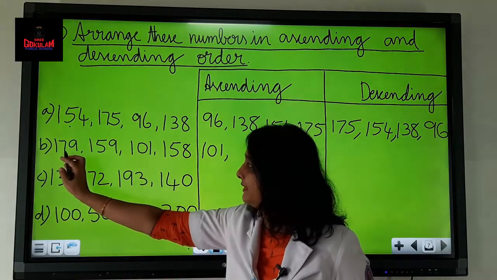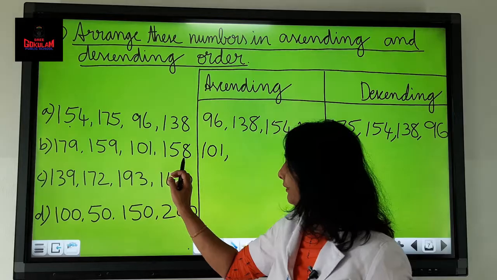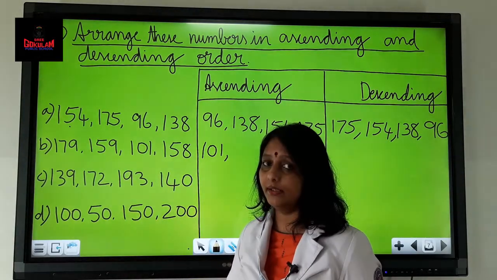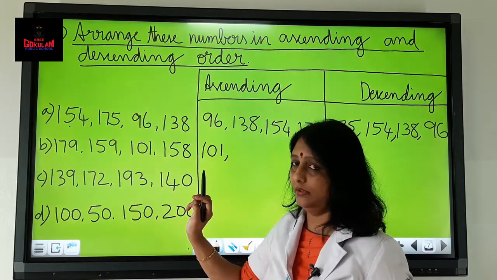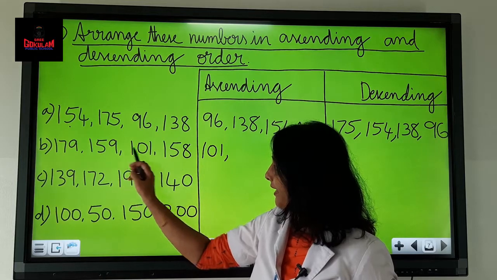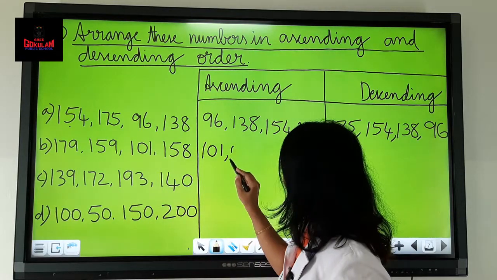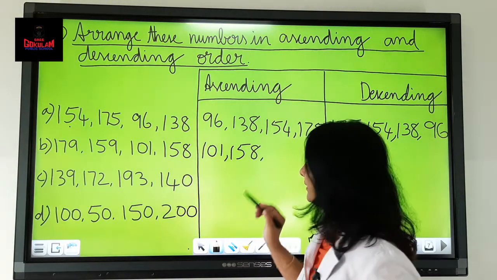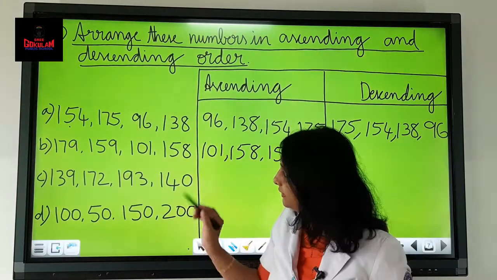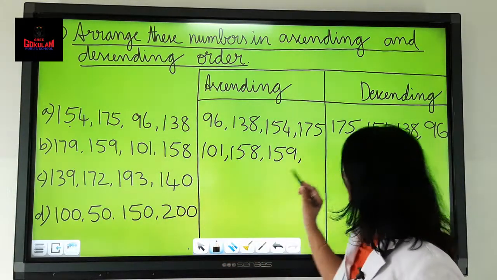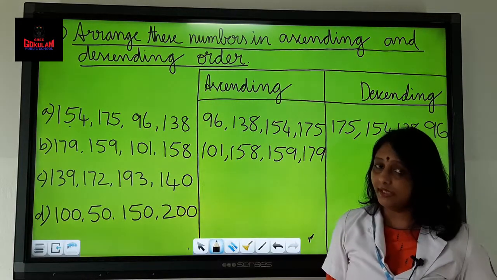Then 179, 159, 158. 7, 5, 5. 7 or 5, which is smaller? 5. So, 159 and 158. Comparing the ones place number, 9 and 8. Which is smaller? 9 or 8? 8. So, 158. Then comes 159. Then comes the greatest among these, which is 179.